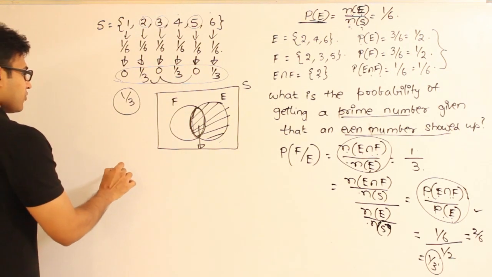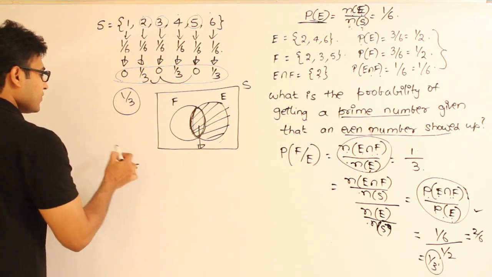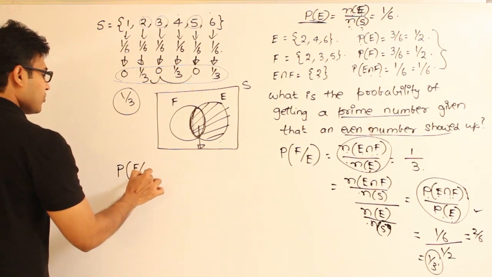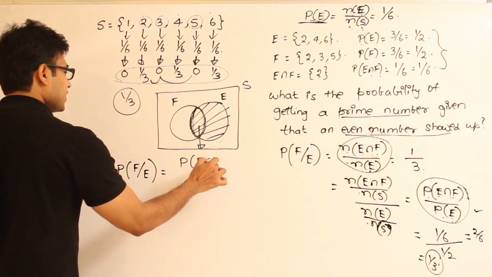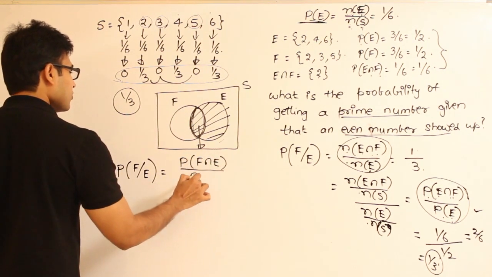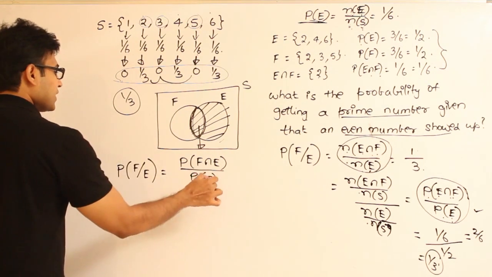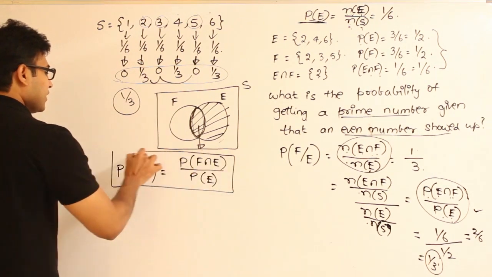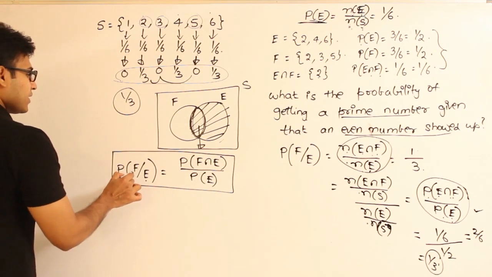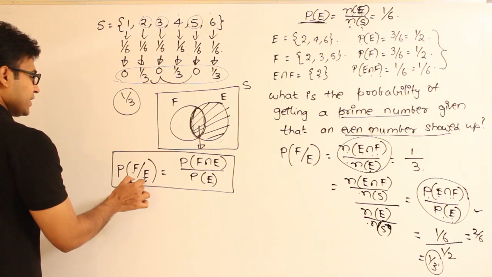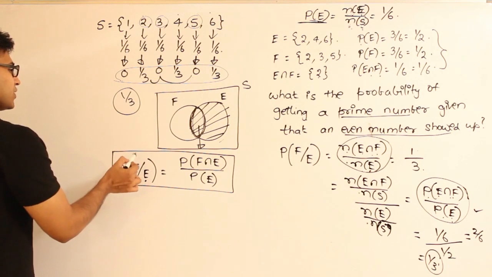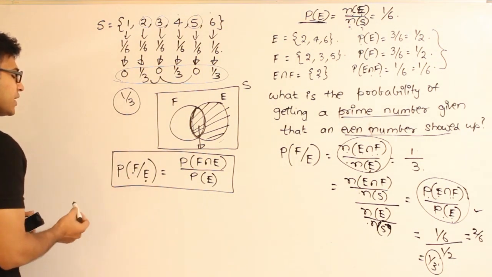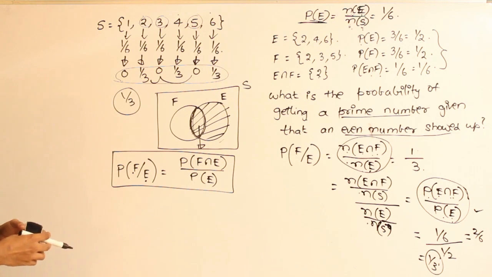The probability that an event F will occur, given that E has already occurred, is equal to the probability that F and E will occur divided by the probability of E. This is called conditional probability: the conditional probability that F will occur given that E will occur. Why is it called conditional probability? Because we are discussing the probability of an event given that another event has already occurred. That is the condition we are applying.